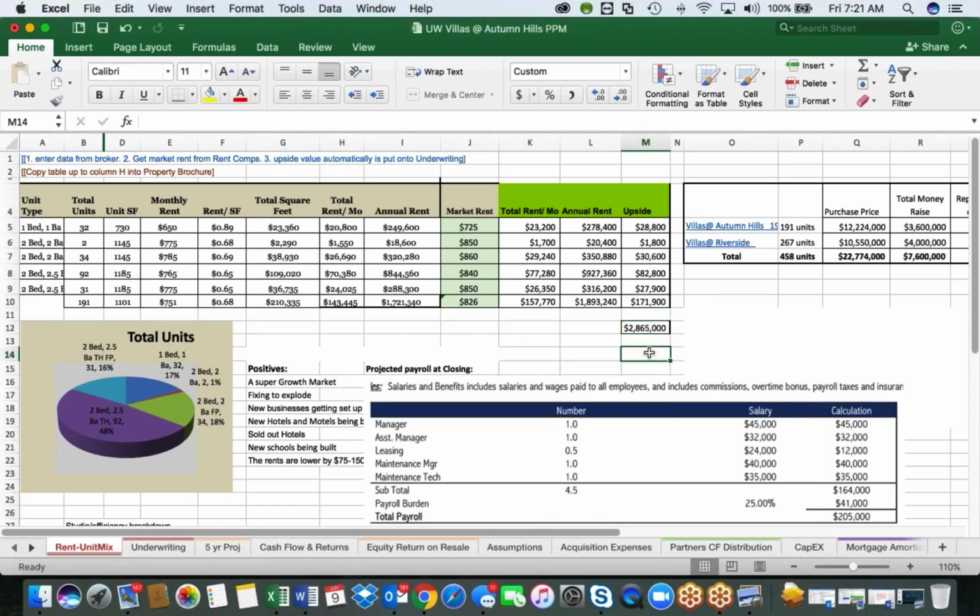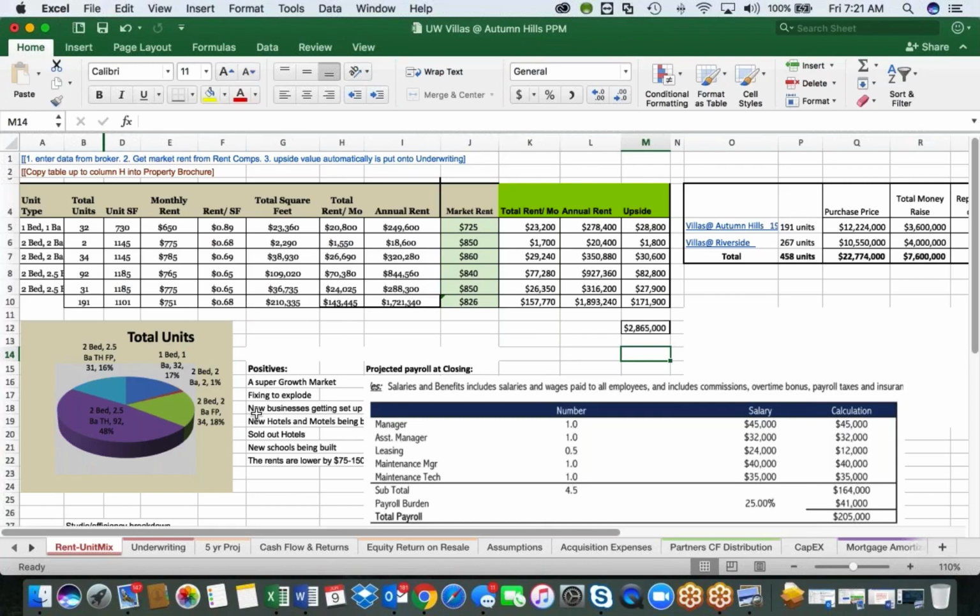It just tells you that by just increasing by $75 each unit, which is going to take us a year and a half, maybe, right? We'll be able to increase value by 2,865,000. Isn't that fabulous? It's just this small worksheet. And then I also look at the payroll. I do put a lot of things, as you can see. A supermarket. What are the positives?